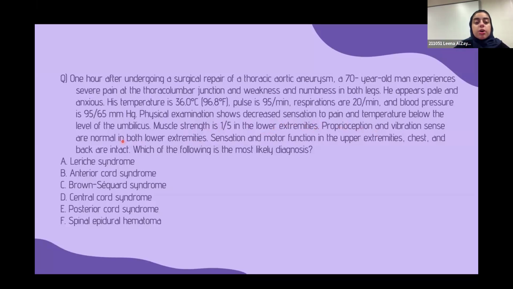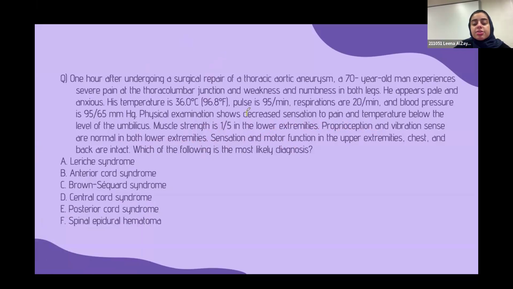Proprioception and vibration sense are normal in both extremities. Sensation and motor function in the upper extremities, chest and back are intact. Which of the following is the most likely diagnosis? Okay, before that, I want you guys to analyze with me. I want to highlight the important points.